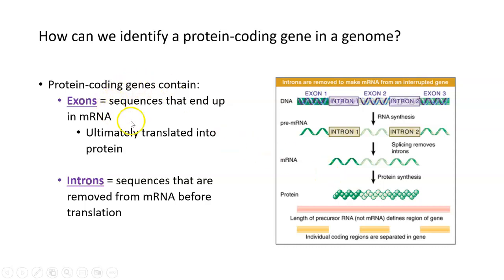And so what we look for when we're looking at this whole sequence of the genome are the presence of exons and introns. Every protein coding gene in its DNA is going to contain these two things, exons and introns. Exons are the sequences that ultimately end up in an mRNA and become translated into protein. Introns are sequences that exist, but are spliced or removed out before that mRNA is made into a protein.